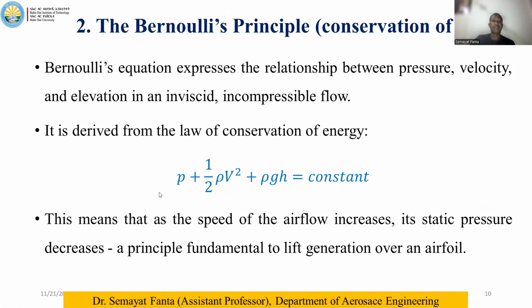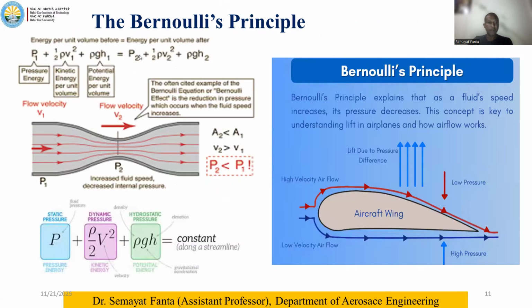And this means that as the speed of the airflow increases, its static pressure decreases. The principle is fundamental to the lift generation over an airfoil. So this is the explanation of Bernoulli's principle or energy principle. P1 plus half rho V1 square plus rho g h1 is equal to P2 plus half rho V2 square plus rho g h2.